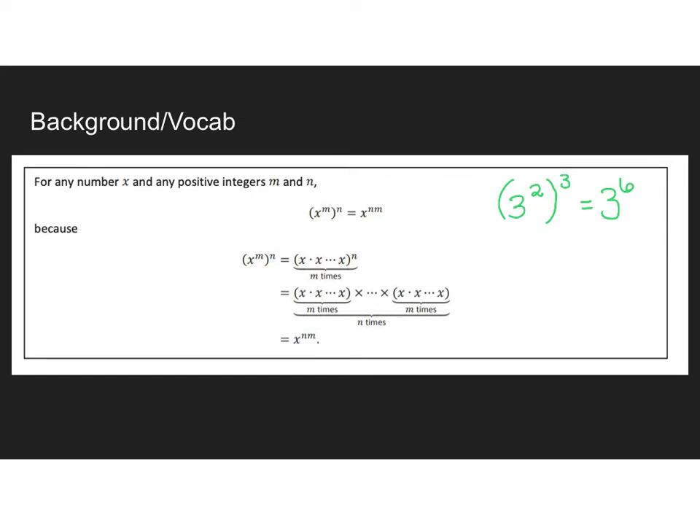And here's the reason why. If I were to show you what this actually looks like, this looks like 3 times 3. And we're doing this whole thing 3 times now. So then we're doing this a second time. And then we're doing this a third time. And you can see that's a total of 3 being multiplied by itself 1, 2, 3, 4, 5, 6 times. So again, that's why we just write it as 3 to the 6th power.